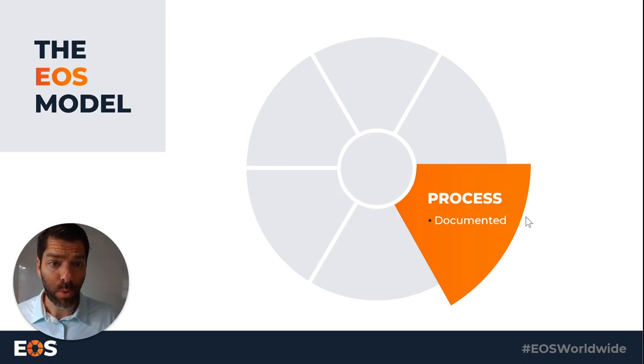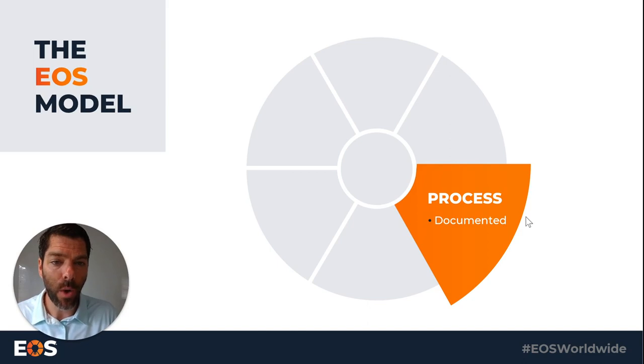5th key component is the process component. This is where we create consistency and scalability in your business. And so first and foremost, it's just getting your core processes documented. Let's first identify our core processes and let's get them documented.